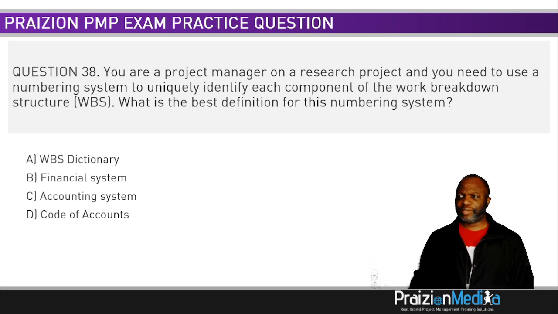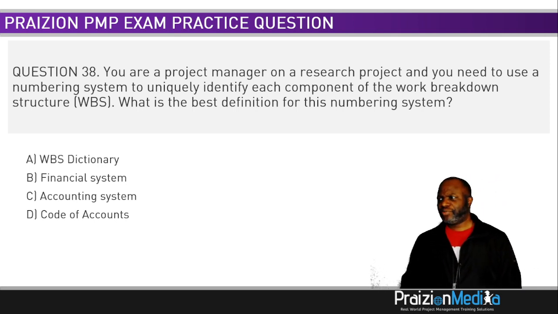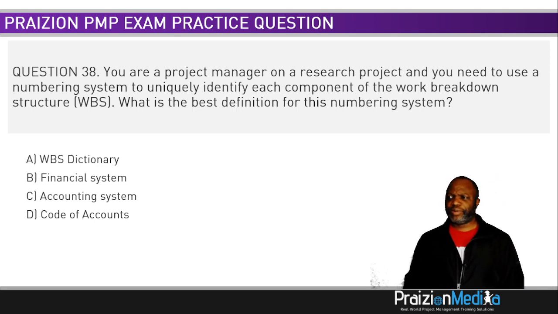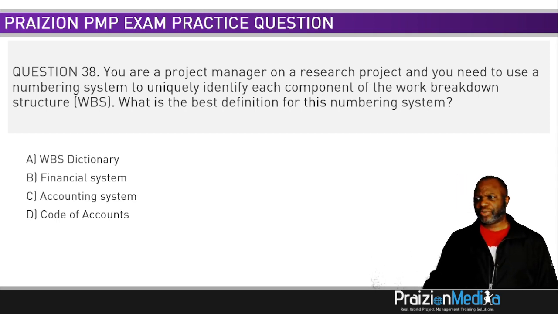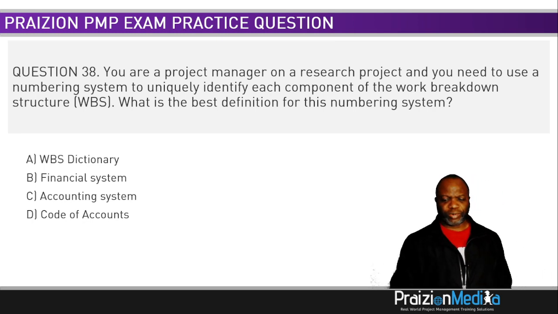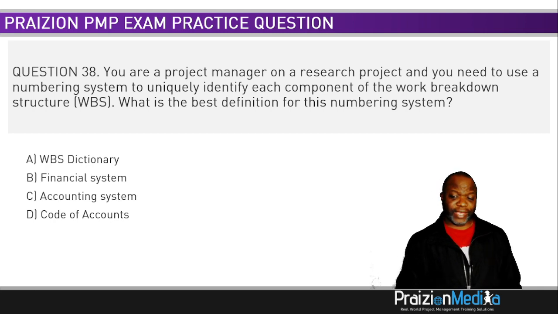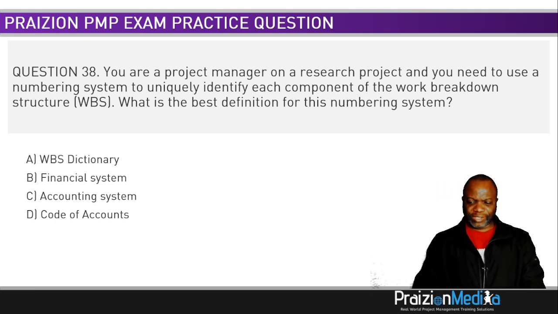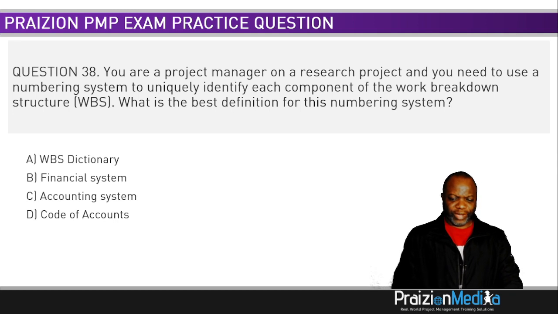All right, number 38. You're a project manager on a research project and you need to use a numbering system to uniquely identify each component of the work breakdown structure, WBS. What is the best definition for this numbering system? Give it some thought. This is from chapter 5 in the PMP Guide 6th edition, or the scope area.